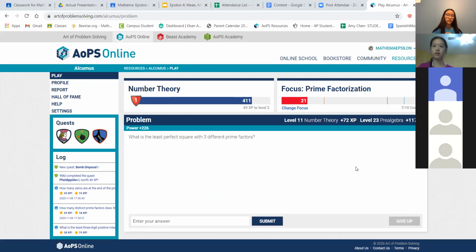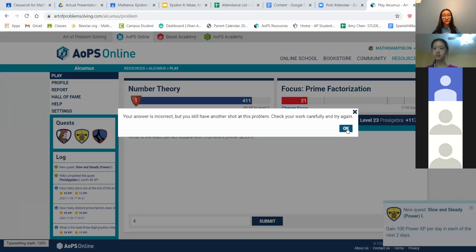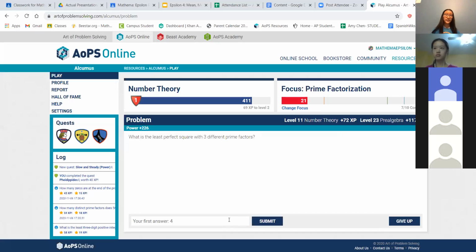What is the least perfect square with 3 different prime factors? One is not a prime, so it does not count as a prime factor. Our first answer is 4. Okay, and second answer is 30.